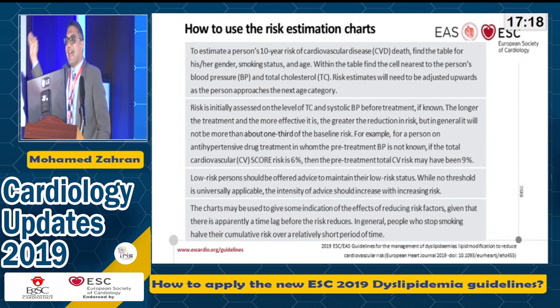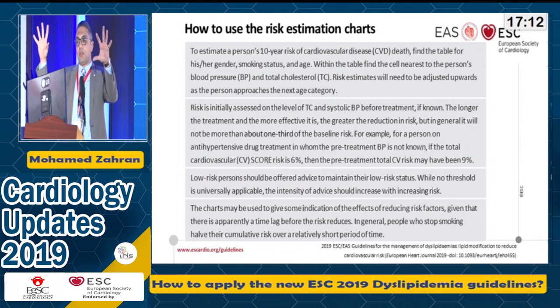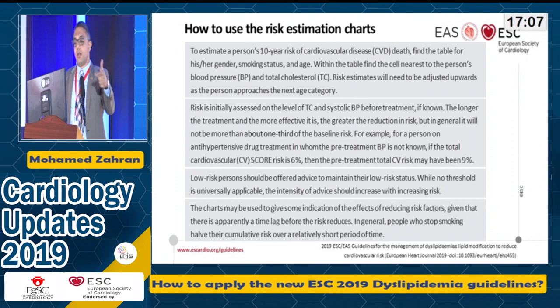Okay, it's composed of 5 points. The total cholesterol, the systolic blood pressure before treatment on the first visit, not after treatment, because after treatment the score will be reduced because my medications will be working and I'm modifying the risk factors profiles of this patient. And the gender and the smoking and the age.